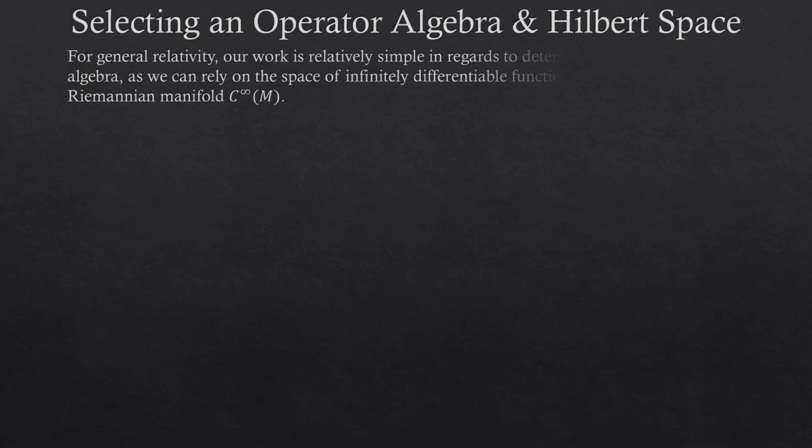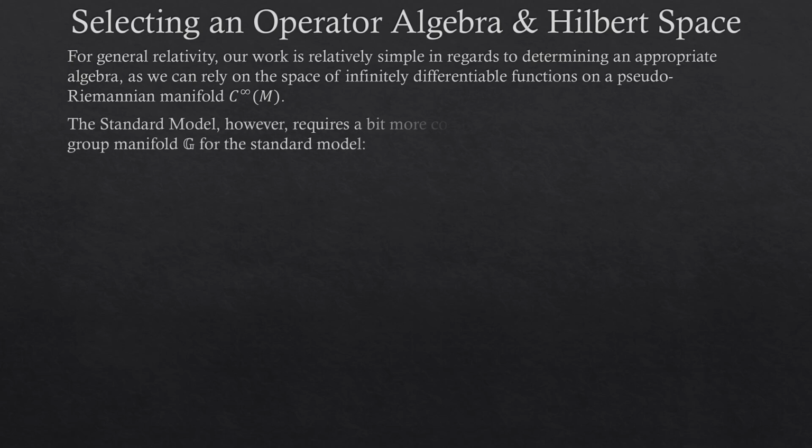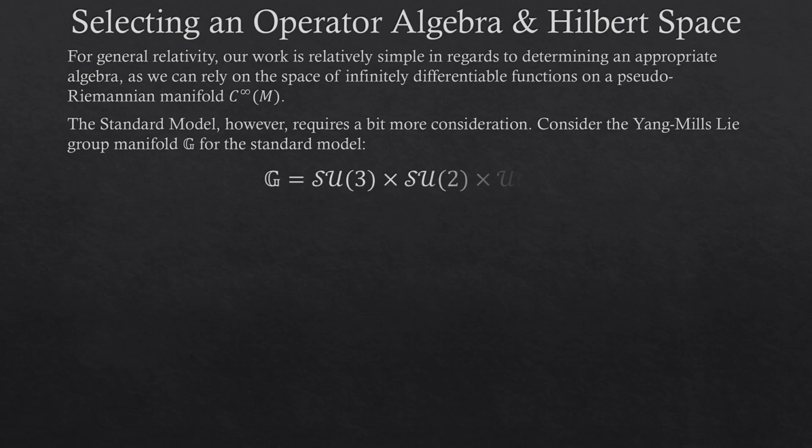For general relativity, our work is relatively simple in regards to determining an appropriate algebra, as we can indeed rely on the space of infinitely differentiable functions on a pseudo-Riemannian manifold denoted C infinity of M. The Standard Model, however, requires a bit more consideration. Consider, for example, the Yang-Mills Lie group manifold G for the Standard Model, given by SU3 cross SU2 cross U1.